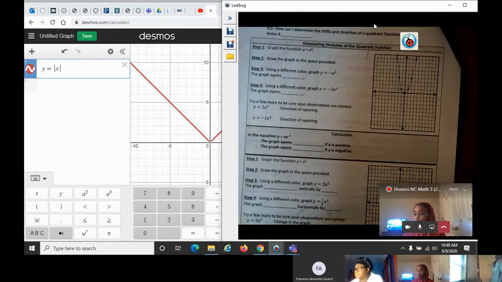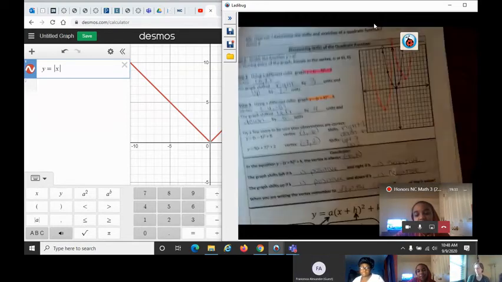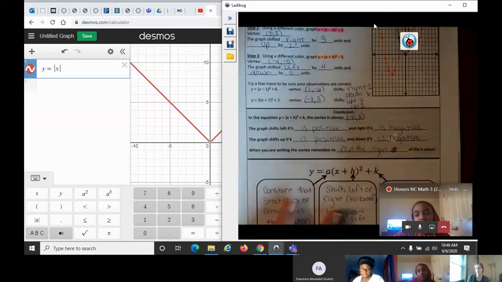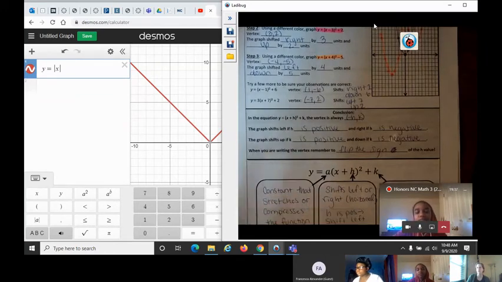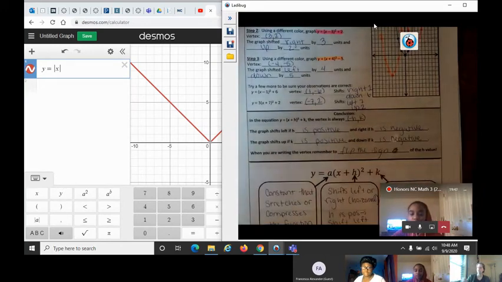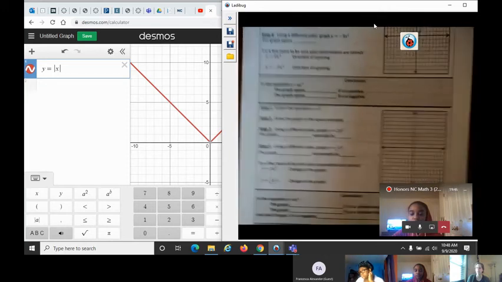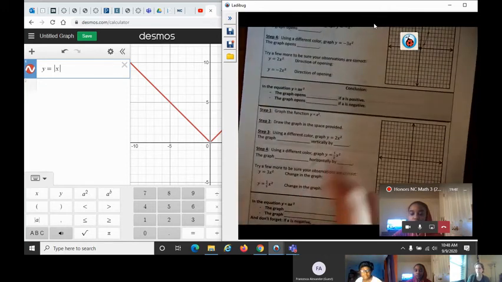So let me get a color. Didn't we do this in last class? Last class we should have finished the front. This is the paper that I have for your class. So we went all the way through the front, and these were translations going left, right, up, and down. Now on the back, we're investigating reflections and stretching.